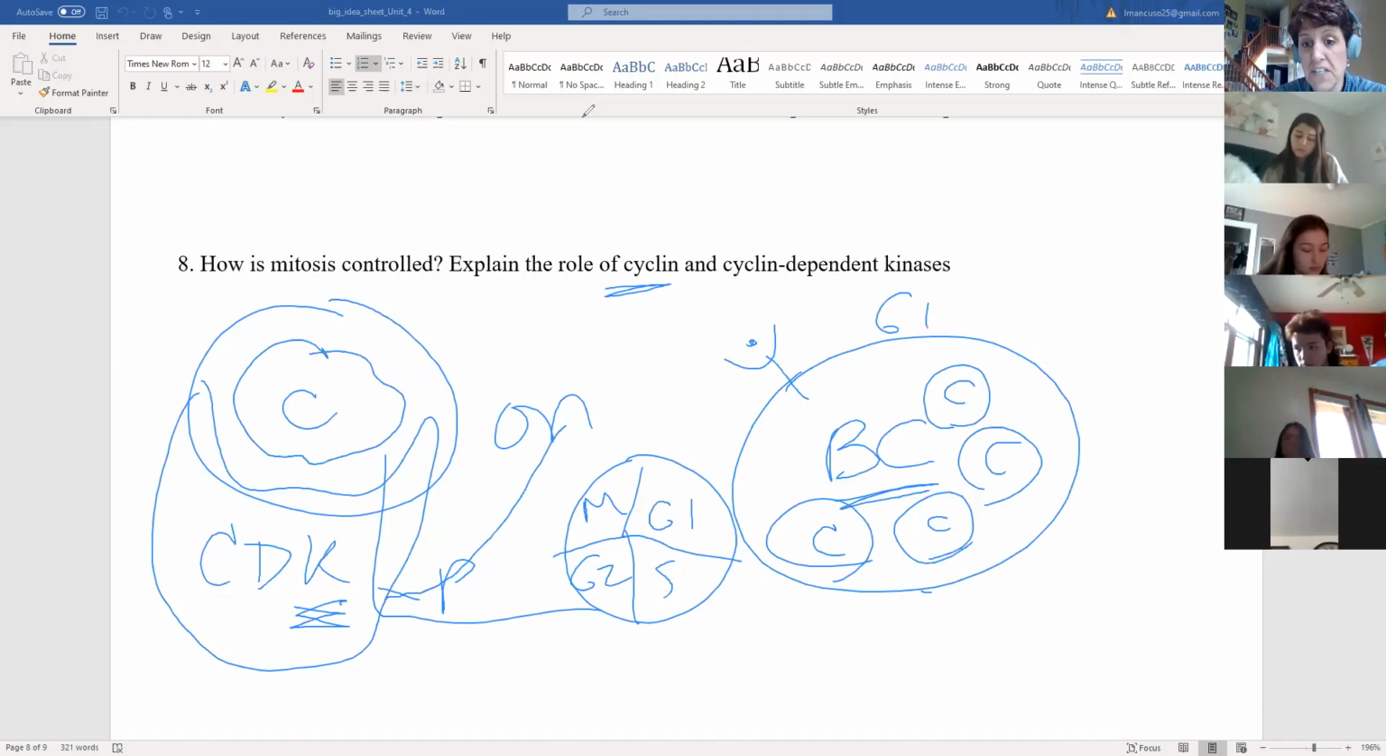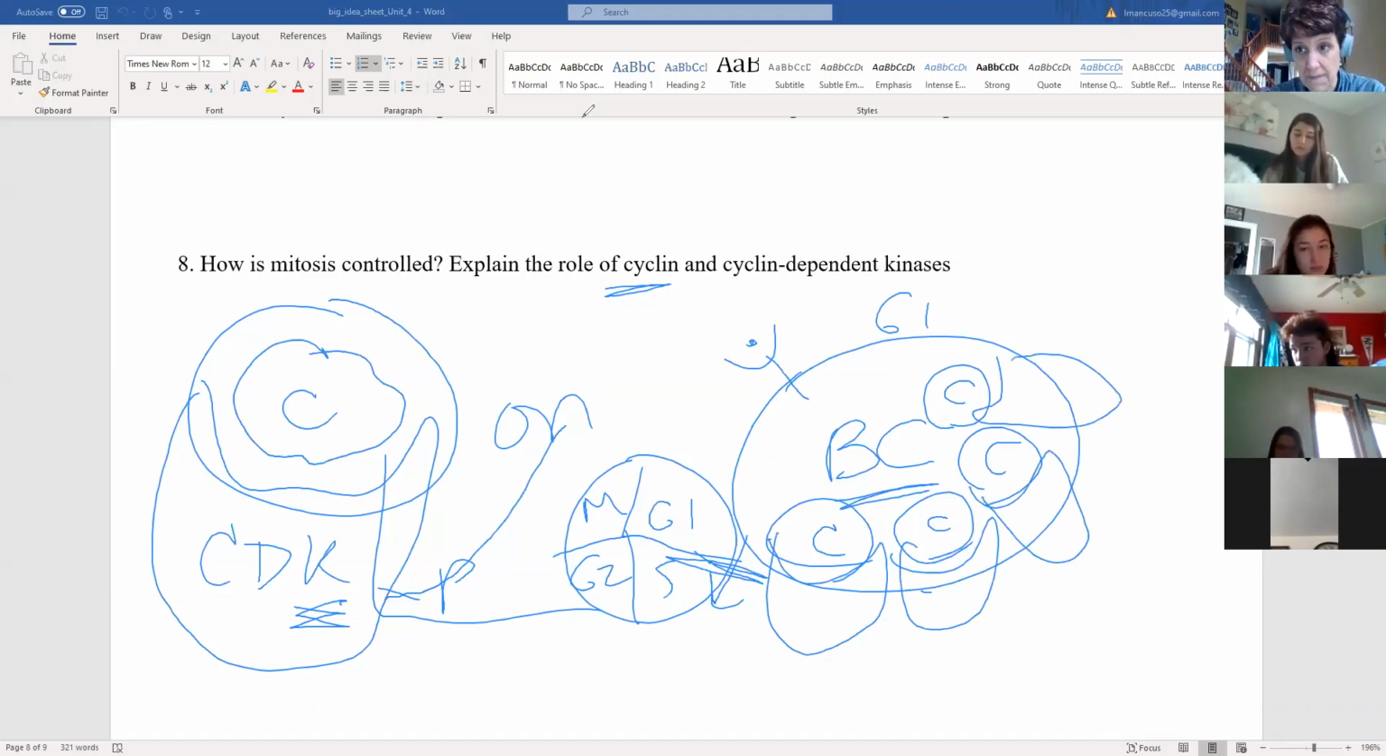Originally, I started off in G1 and my cyclins were really low. In order to move from here to here, my cyclins have to be bound to CDKs, and that level has to be high enough to pass the checkpoint. If I pass the checkpoint, I'm now going to take all of my DNA and replicate it, because that's what S means. S is DNA replication or synthesis of DNA.